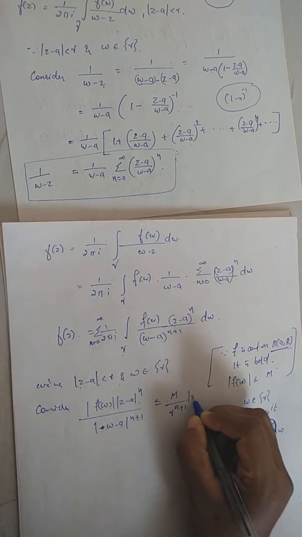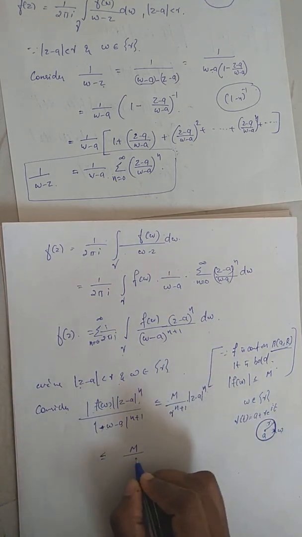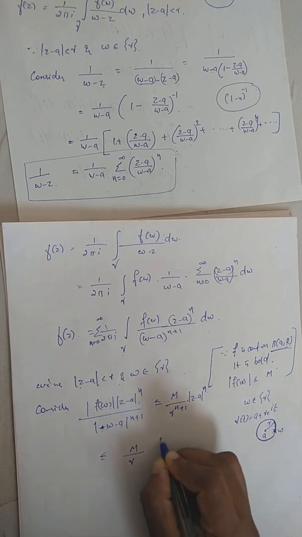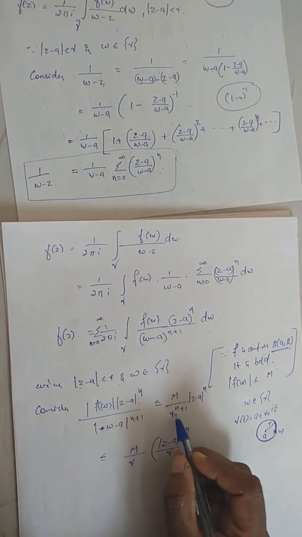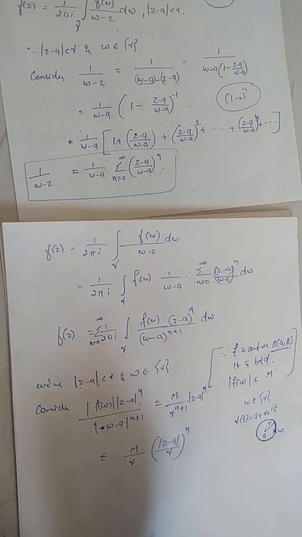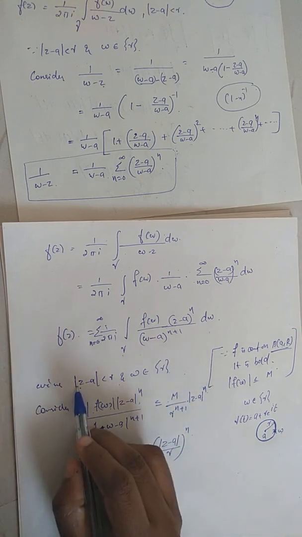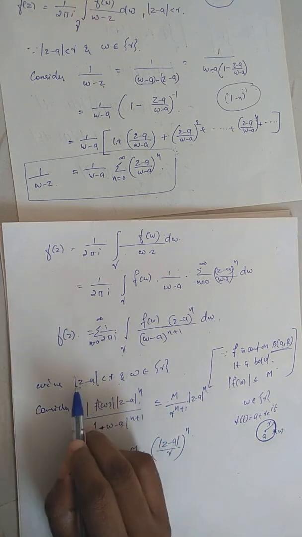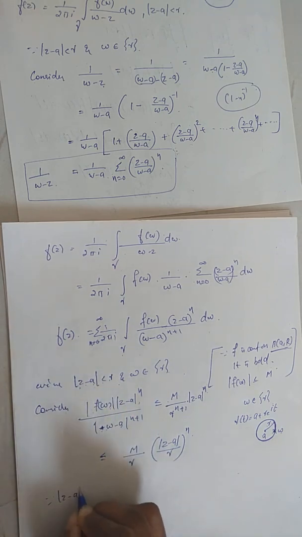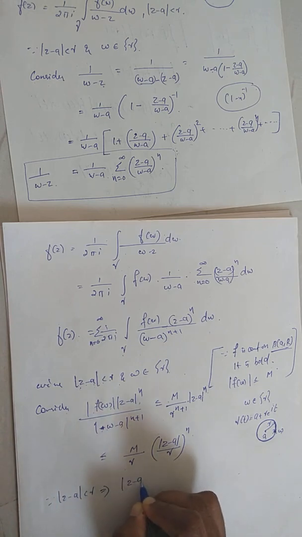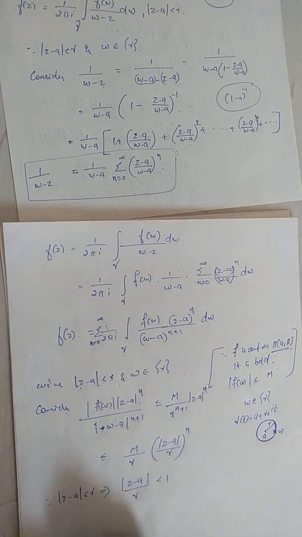okay, and modulus of z minus a raised to n. So which is less than or equal to M divided by r into mod z minus a divided by r whole raised to n. So r raised to n plus 1 is split into r raised to n into r, okay. And what is mod z minus a divided by r? We have modulus of z minus a strictly less than r. Therefore modulus of z minus a divided by r will be less than 1, right? Since modulus of z minus a is less than r implies modulus of z minus a divided by r is less than 1, okay, less than 1.